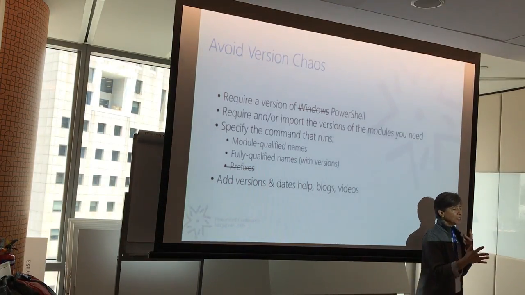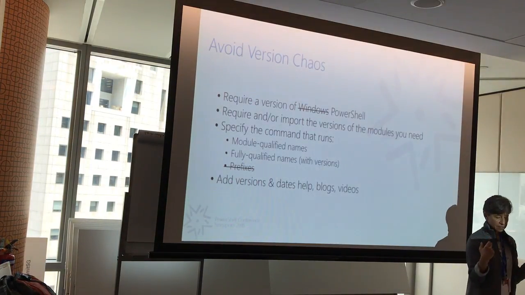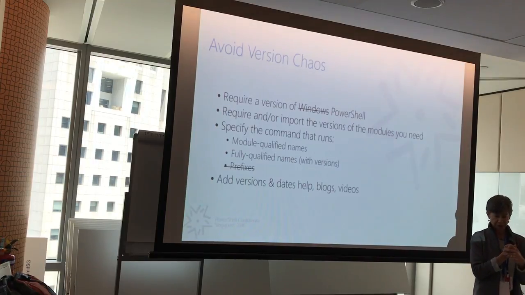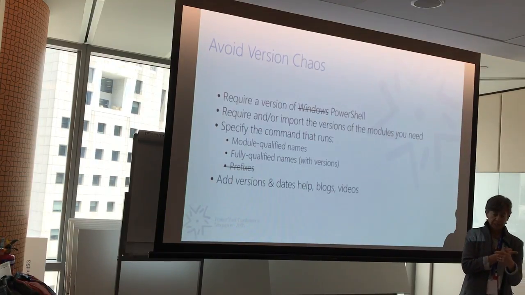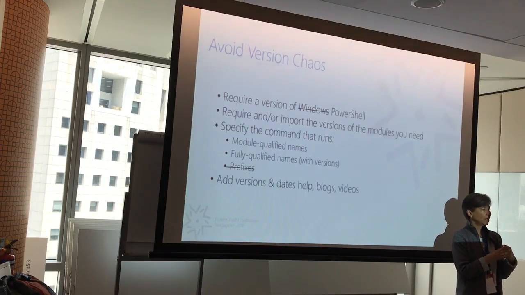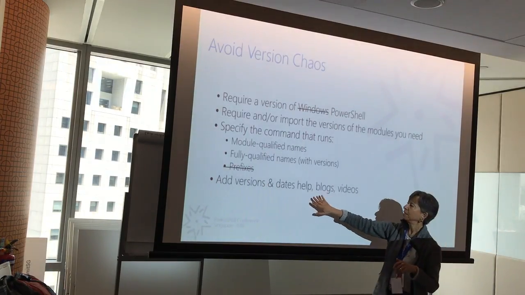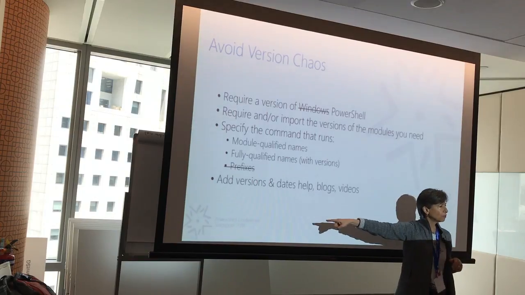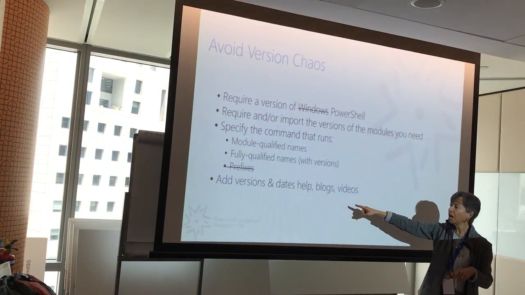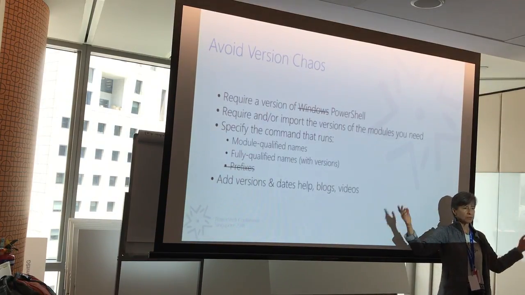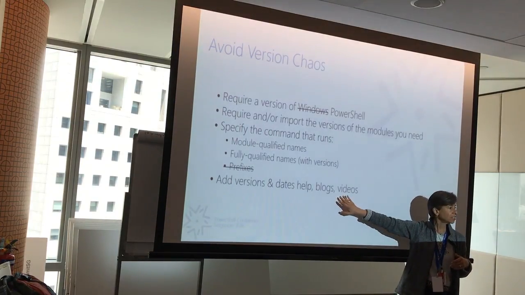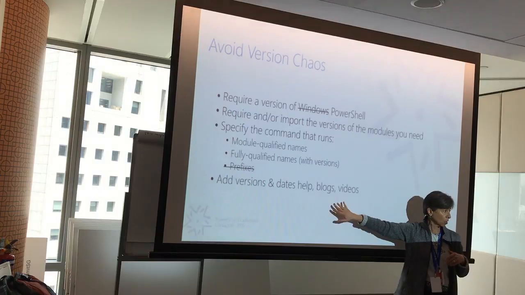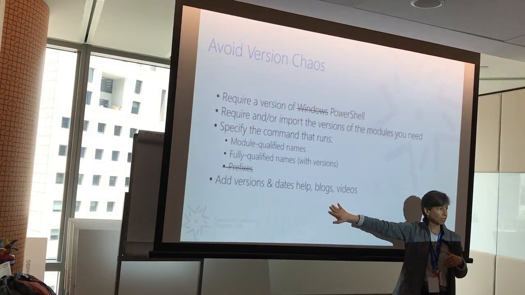So to avoid this sort of version chaos, you need to require a version of PowerShell, require and import the versions of the modules you need, specify the commands that run, and when you're writing, make sure that you note the versions that you're using in blogs and help and videos and whatever you're doing, so that people understand in case they try your examples and they don't work. It might be because they're running a different version.